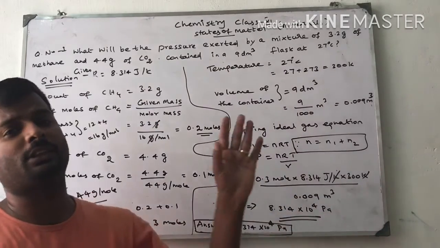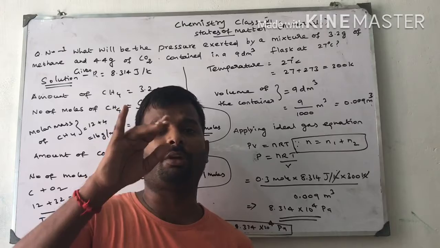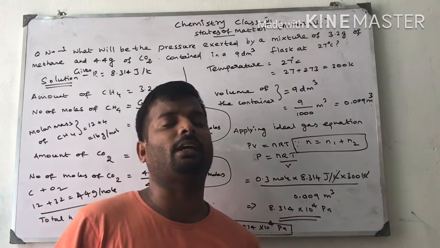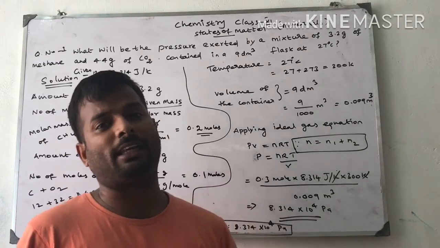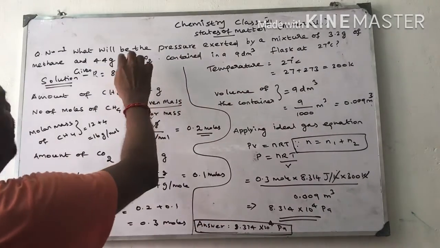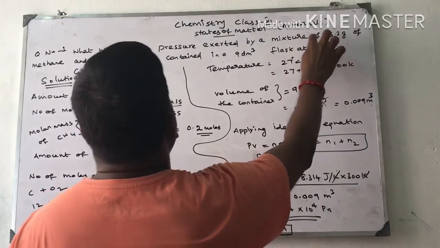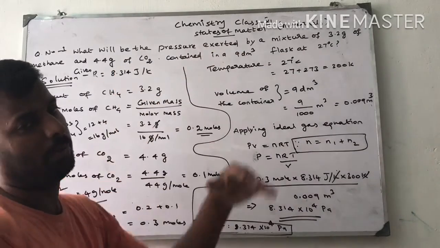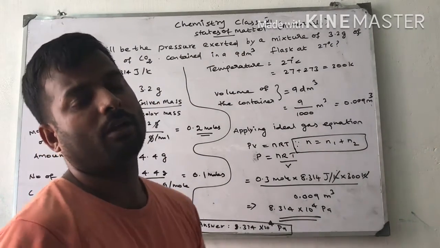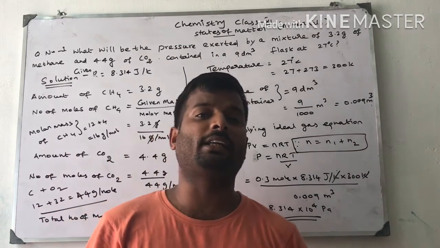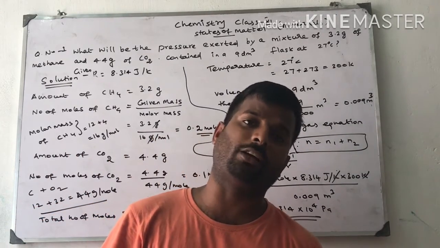Last class we discussed some problems where P1, V1, P2, V2 like that are given. For those cases we use Boyle's law. Here they are giving only the amounts of methane and carbon dioxide. We have to find the total pressure of the reacting mixture. In these cases we can use the ideal gas equation, PV is equal to nRT.